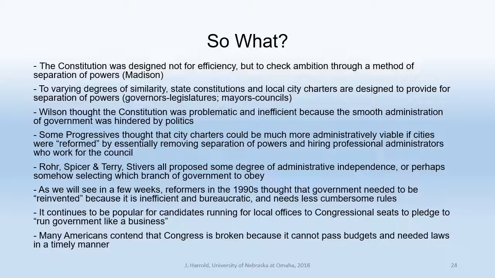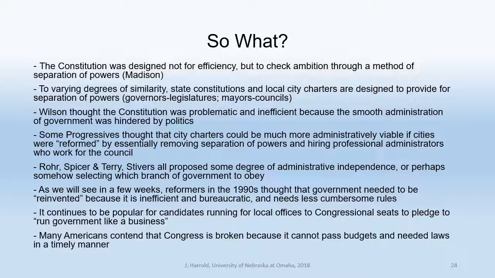Okay, so the question of "so what" should really pop into your mind by this time watching this whole lecture. And this is the so what. The Constitution was designed not for efficiency, really, but to check ambition through a method of separation of powers. And really, to various degrees, our state constitutions in the United States and city charters have the same feature in them. Not efficiency, but separation of powers.